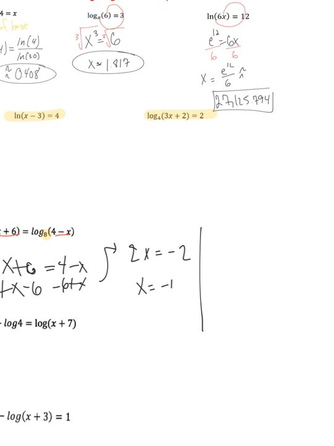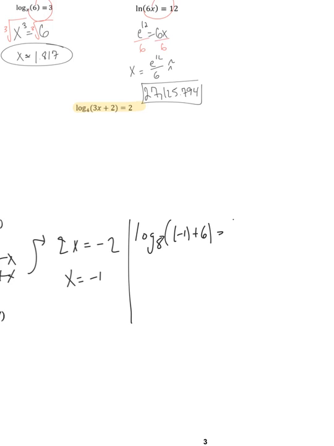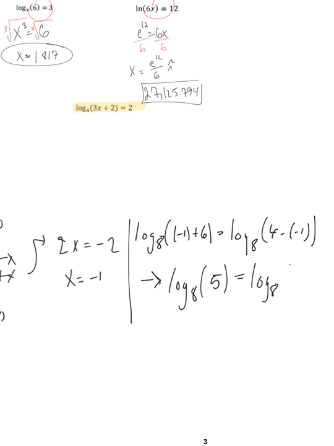So just go ahead to check your answer, take the log base 8 of x plus 6 and plug in -1, and it equals the log base 8 of 4 minus -1. Most of the time, because we're not doing much else besides just solving these, it's going to work out fine, but you should get in the habit of checking. So you get log base 8 of 5 equals log base 8 of 5. You can plug that in your calculator if you want, but I will tell you that those are exactly the same thing. They're going to be equal.